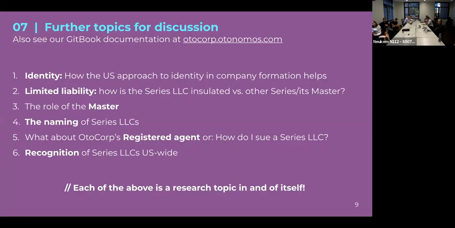So, last slide, further topics for discussion. We documented this because we thought, if we present at Codex, we better make sure we have some backup documents. So you can go to autocorp.autonomous.com for our GitBook, and there's a number of things that I think are almost research topics in and of themselves.